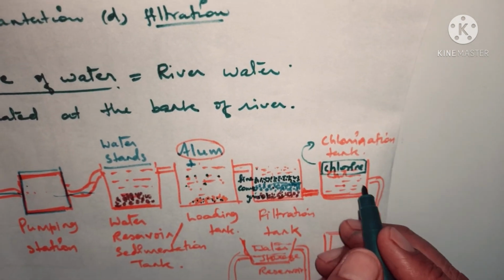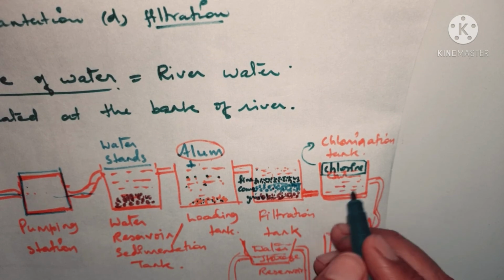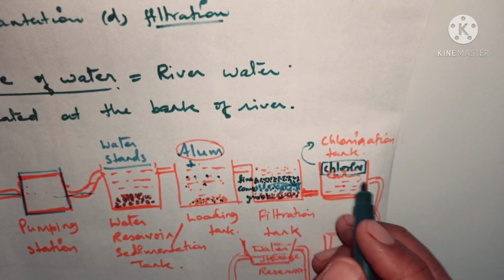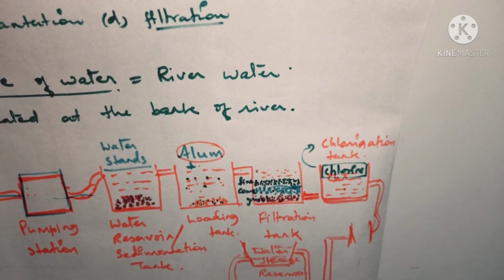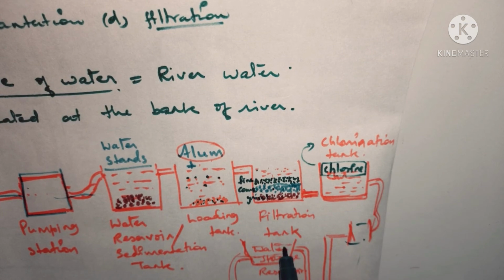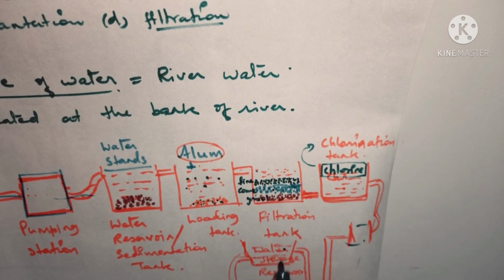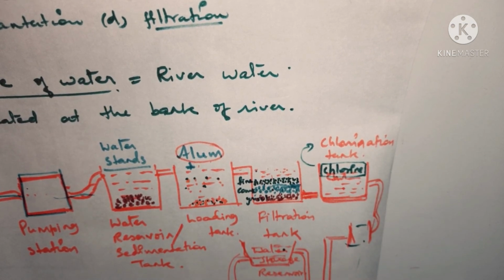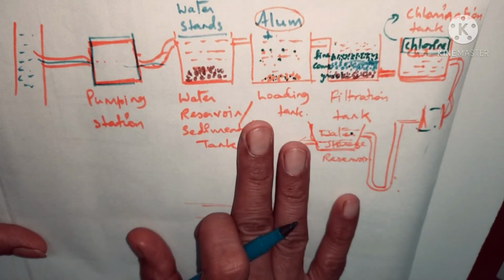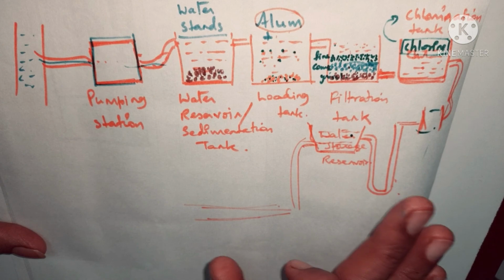Chlorine is added to this water, and this process is known as chlorination. All the germs are killed because of the chlorine, and you get clean water, which is then passed through the pumping station, and then goes to water reservoirs where it is stored and then passed to the city houses. So this is how water is supplied to the city houses.